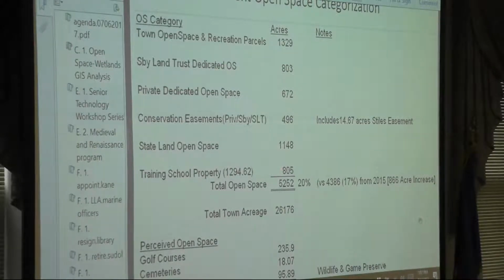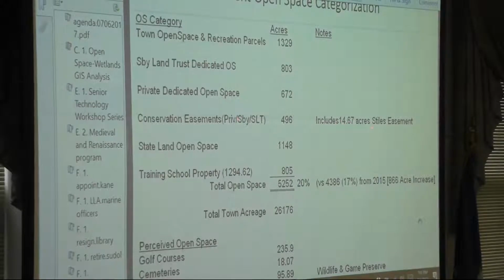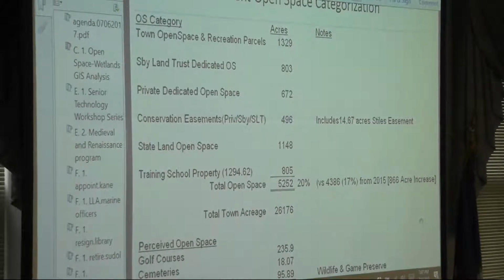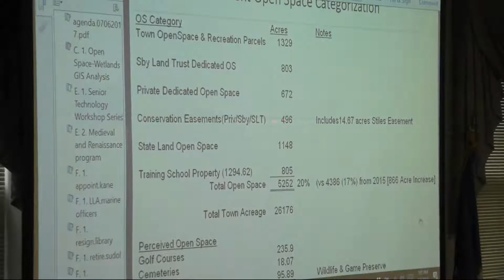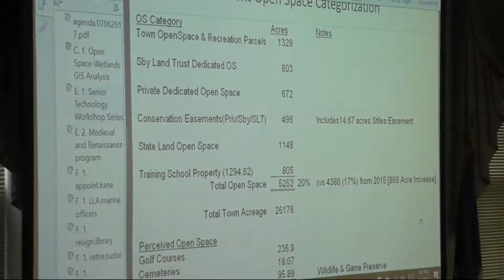So with that 805 acres, and Dick was particularly concerned about the Stiles easement that happened in the last year or so, that was already in the open space number here. So that brings me down to 52.